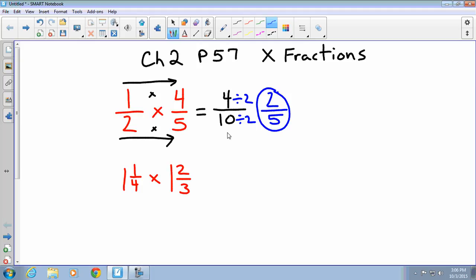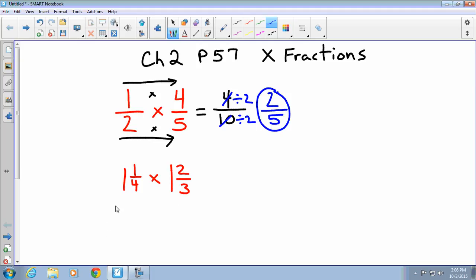One other quick way of thinking of it, if you don't like to divide by 2, you can always cut it in half. If you have even on top of even, 1/2 of 4 is 2, 1/2 of 10 is 5. A little bit trickier for multiplying fractions is if we have mixed numbers. So I'm going to go right on into mixed numbers.